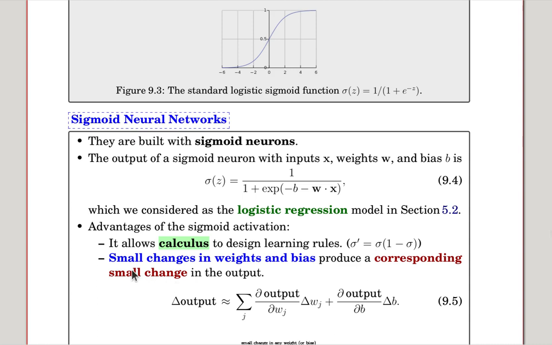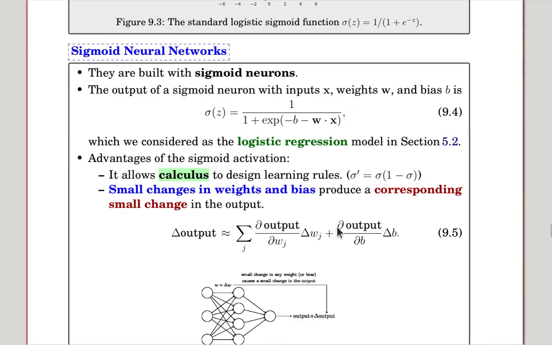So here a small change in weights and bias produces a corresponding small change in the output, so we can use calculus techniques. It is smooth and differentiable, and in a sense this activation is stable. By using the sigmoid function rather than the threshold, the system can be much more stable. And now we can also use calculus techniques to get the learning rule.